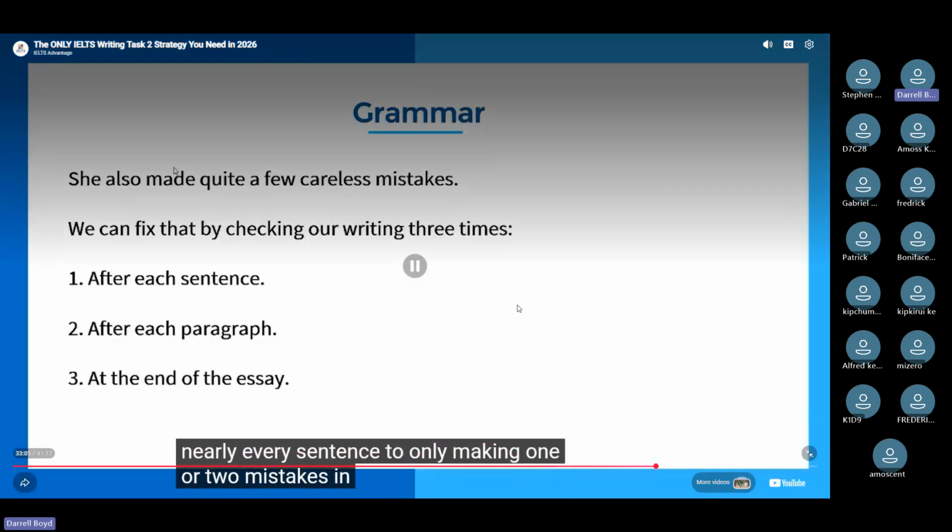We help her fix this by checking her writing 3 times. After each sentence, read the sentence. Did you make any mistakes? If you did, correct them. At the end of each paragraph, read that paragraph. Any mistakes? Fix them. And then at the end of the essay, read the whole essay. Any mistakes? Fix them. And this dramatically improved her performance in grammar. She went from making a mistake in nearly every sentence to only making 1 or 2 mistakes in the whole essay.